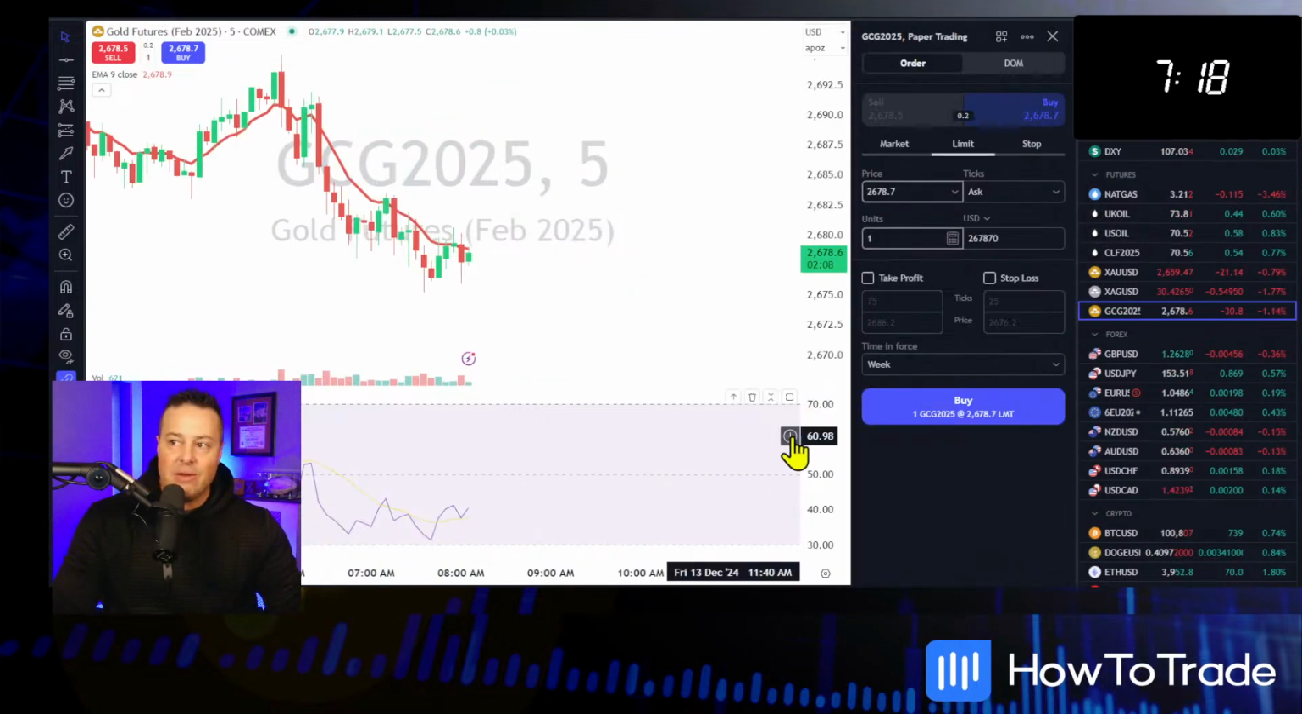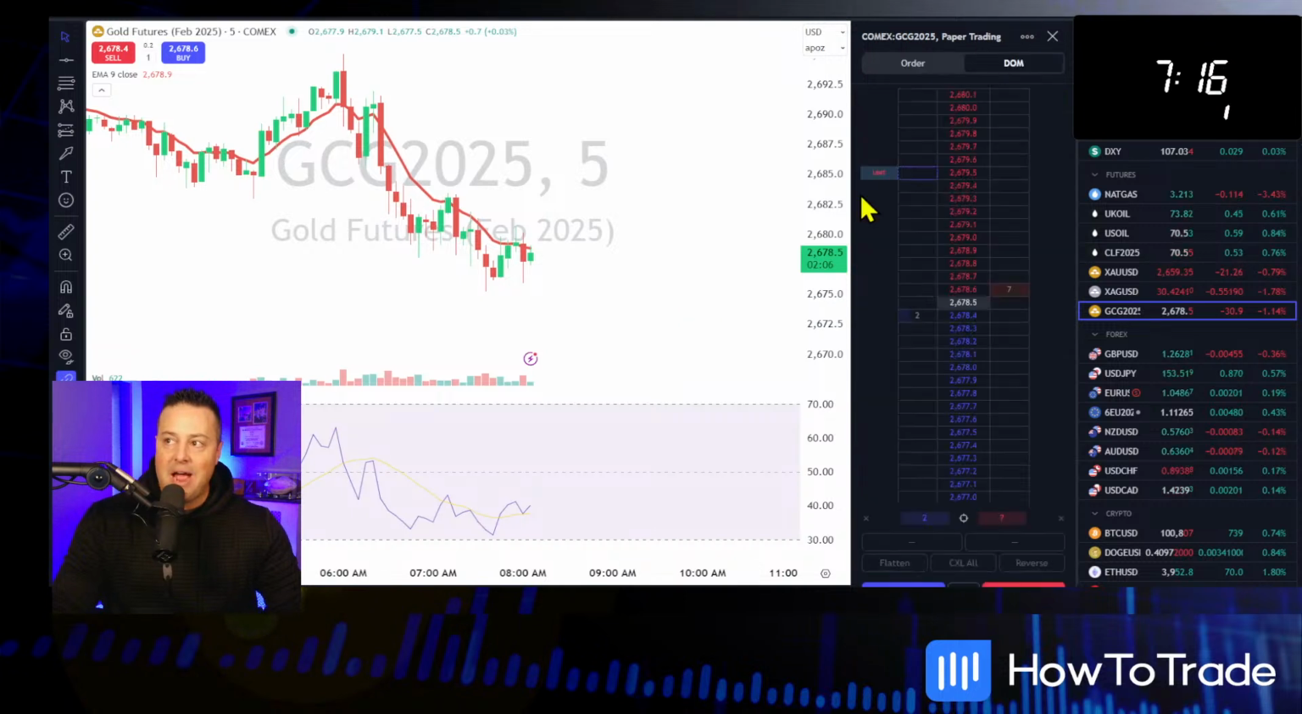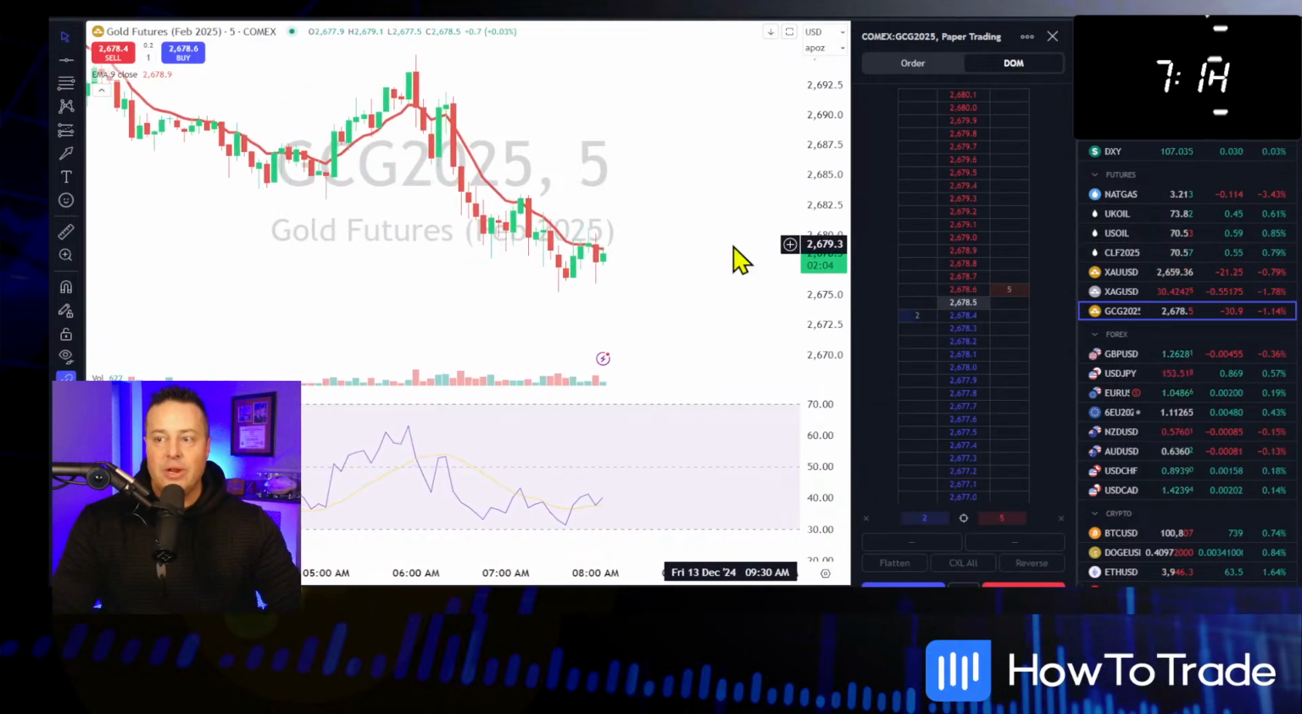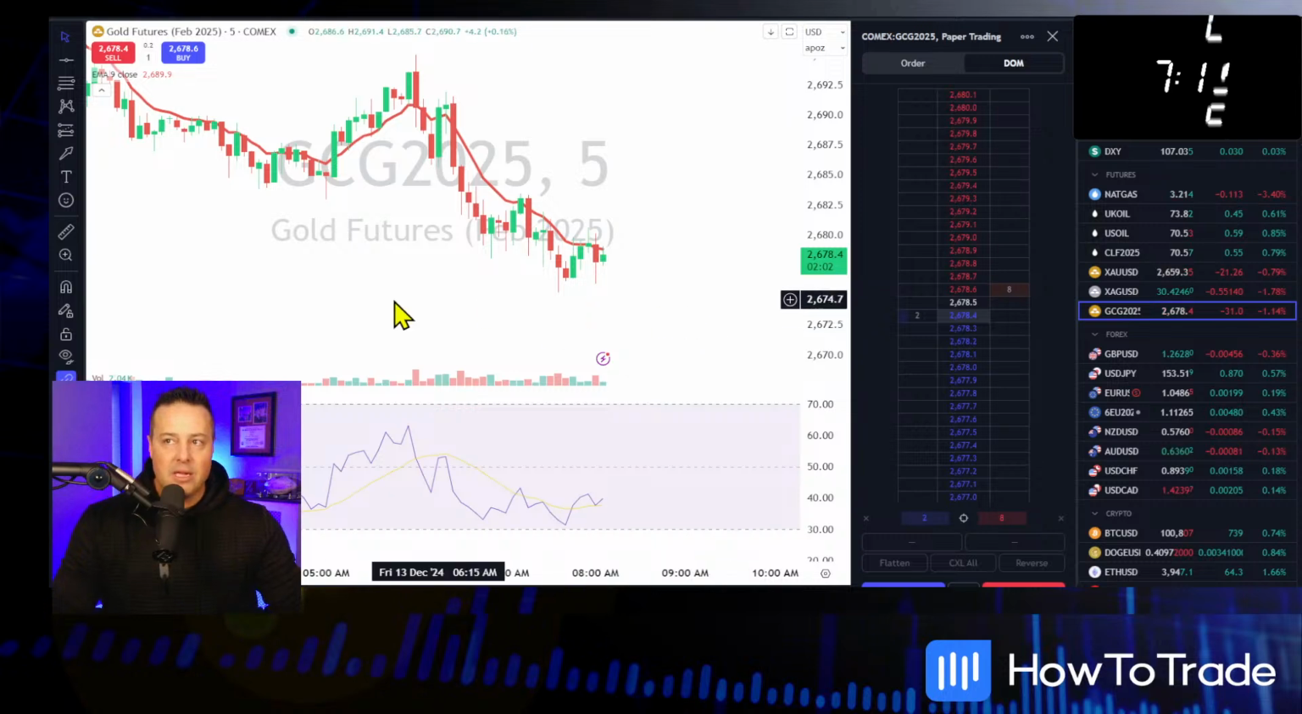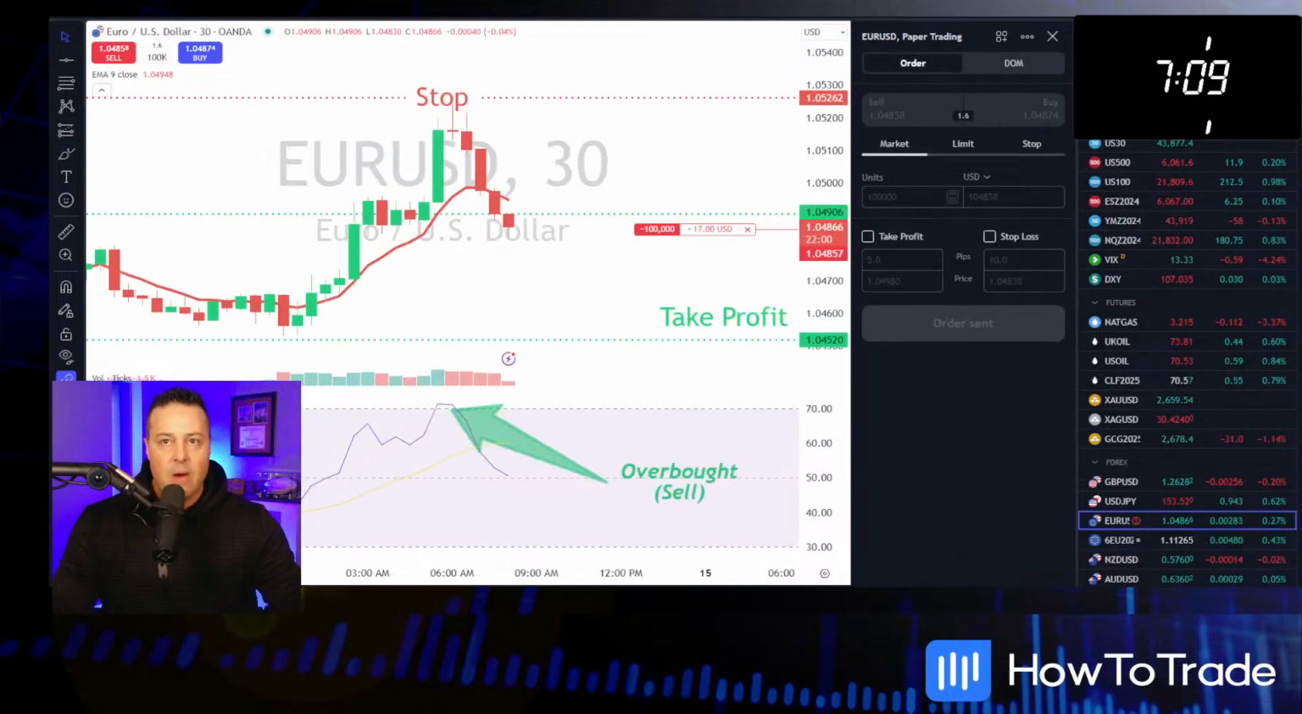So if we're interested in really getting long and potentially buying this thing, you're going to have an opportunity to do just that probably in the coming minutes. So I'm watching gold relatively closely. All right, let's get back to our Euro USD.